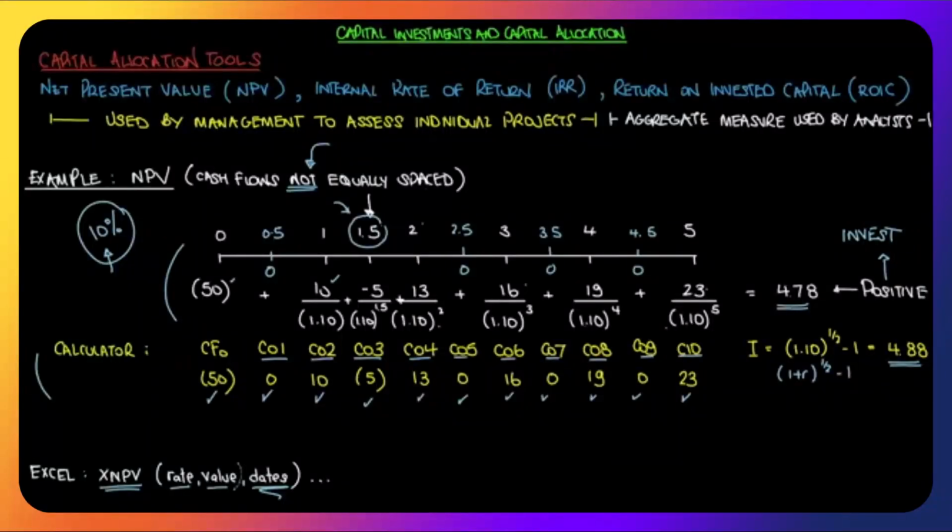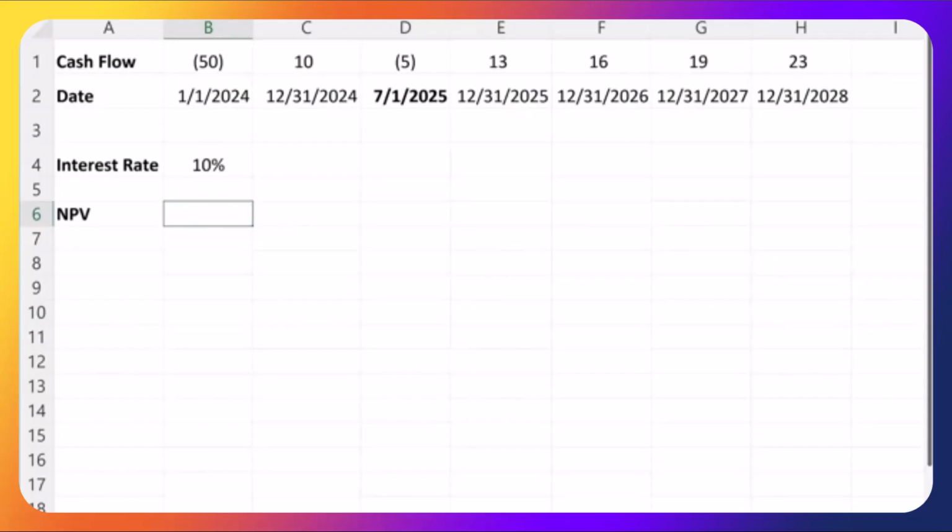So let's see how this example would look. So we have our cash flows across the top, 50 negative, then the 10, the -5, which I've put in halfway through the year, then 13, 16, 19, and 23. Then the dates. The actual start date is fairly irrelevant. The key is the dates I've put in are correctly spaced. So 1 year between the initial outflow and the first cash flow, only 6 months to get to 1.5, 6 months to get to the end of 2025 there, and then annual gaps again. So they are spaced correctly.